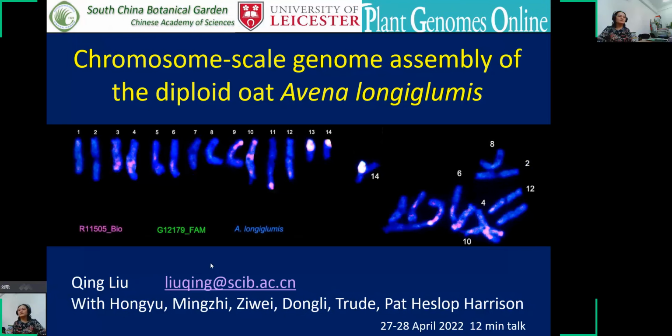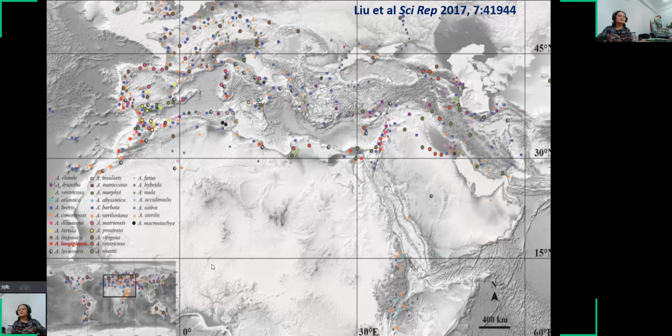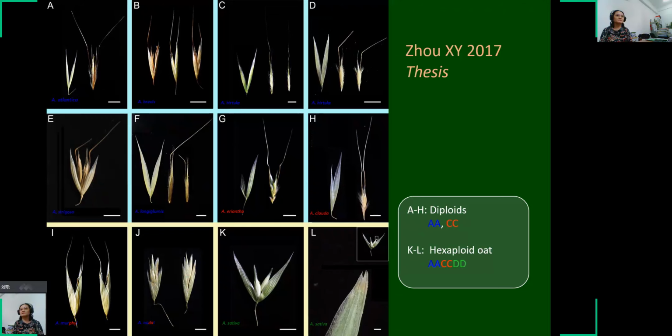Avena includes about 29 species, exhibiting considerable morphological and ecological diversity in the Mediterranean basin, Eastern Africa, Europe, Asia, and the Americas. Hexaploid oat is a recognized health food due to oat beta-glucan, which helps reduce blood cholesterol level and heart disease risk.